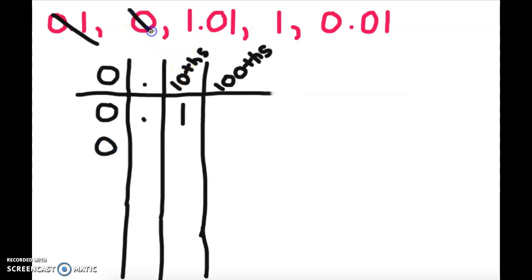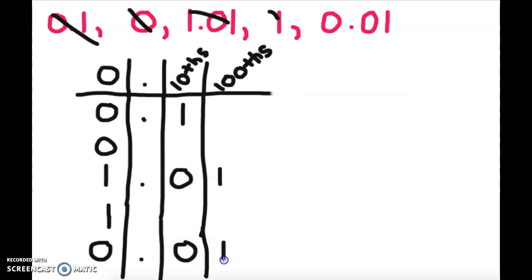Next, 1.01. So 1.01. And 0.01. Okay, I've filled in my chart with the numbers that were listed.